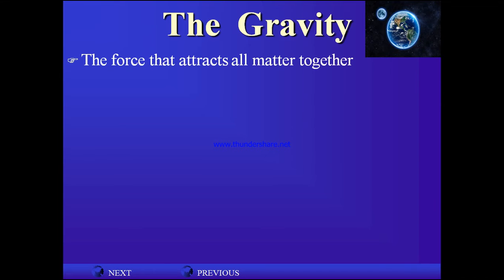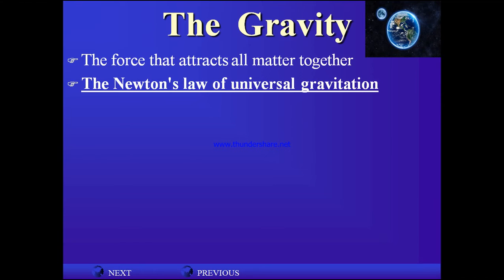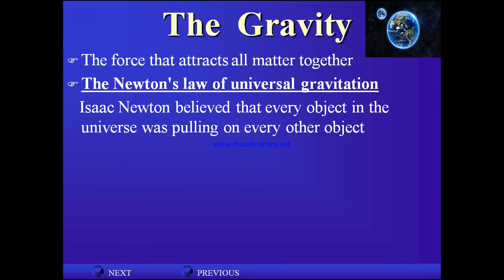The gravity. The force that attracts all matter together. Newton's law of universal gravitation. Isaac Newton, this is a scientist, believed that every object in the universe was pulling on every other object, like the Earth. The Earth attracts the Moon, and also the Sun attracts the Earth and all the planets around it in fixed orbit, as you know.